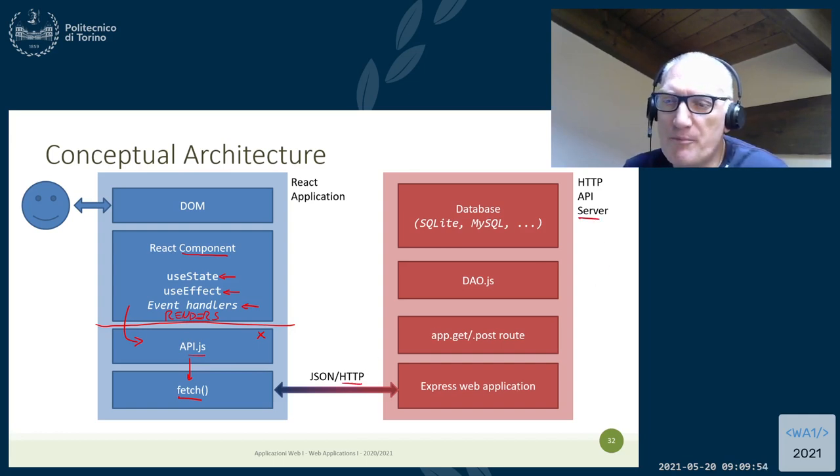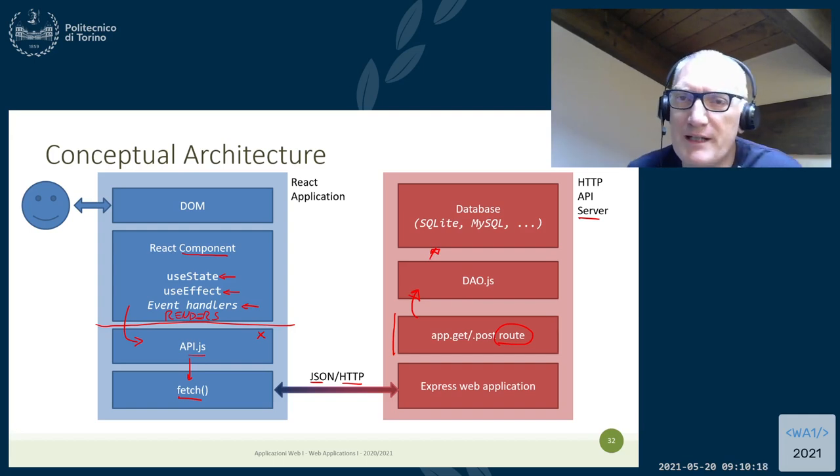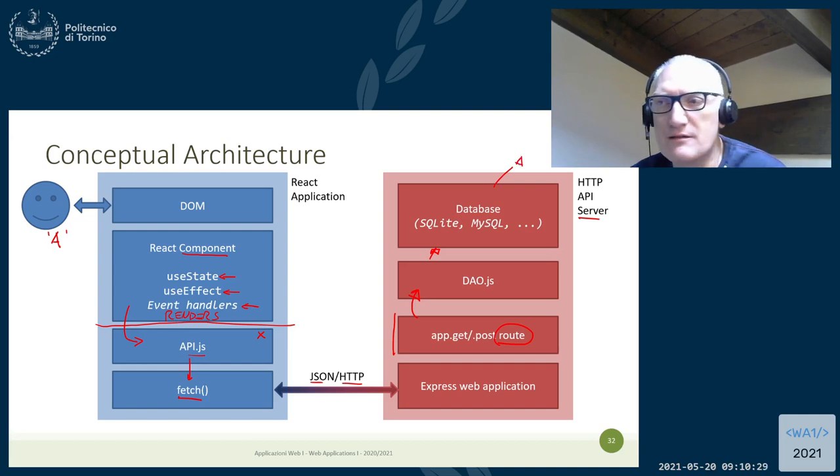On the server side, we are receiving these HTTP calls with JSON payload. They are handled by Express. So again, it's not our job. It's Express that is doing that. We are writing the routes, of course, to handle them. From a route, we extract some information. And this information will be given to another function, this DAO, that ultimately will interact with the real database. Okay, so whenever the user types A somewhere, we go all this way through all these layers until this A is stored into the database in some field somewhere there.